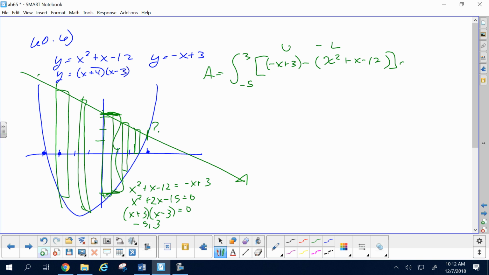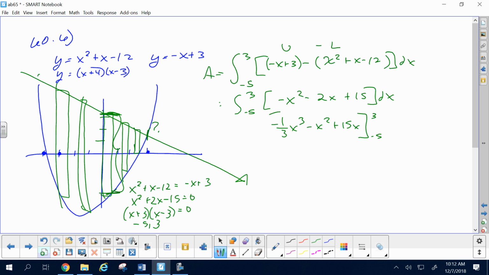Yeah? All right, don't integrate 5 terms if you can integrate less. Let's combine like terms. I get negative x squared minus x is minus 2x. 3 minus -12 is plus 15. Do you agree? Okay, if I anti-differentiate, negative 1/3 x cubed minus x squared plus 15x from -5 to 3.